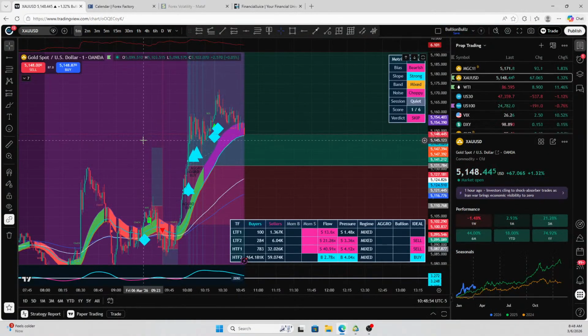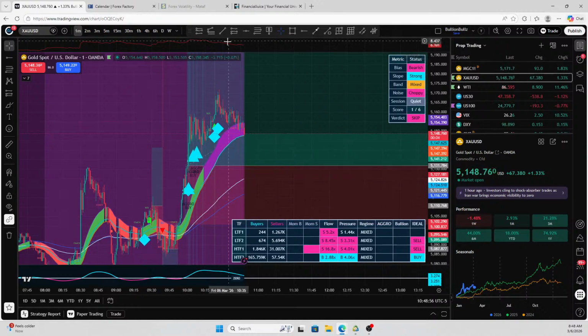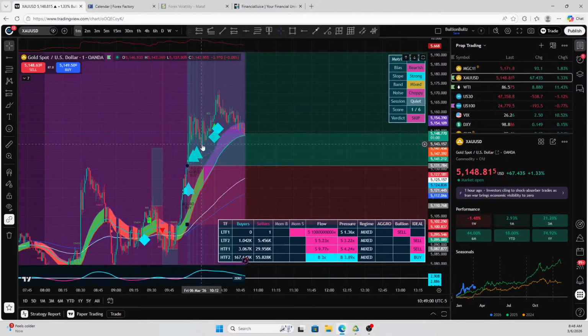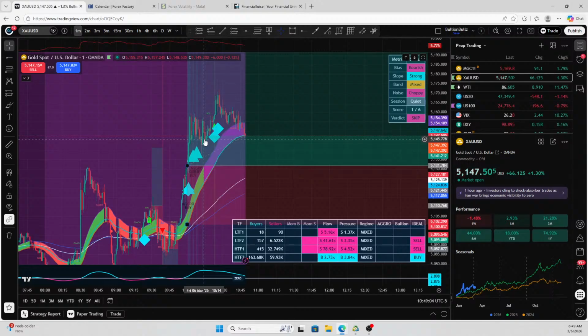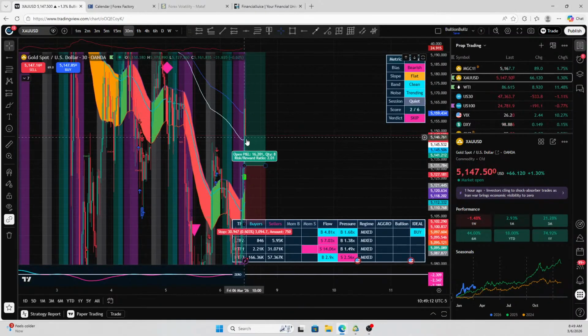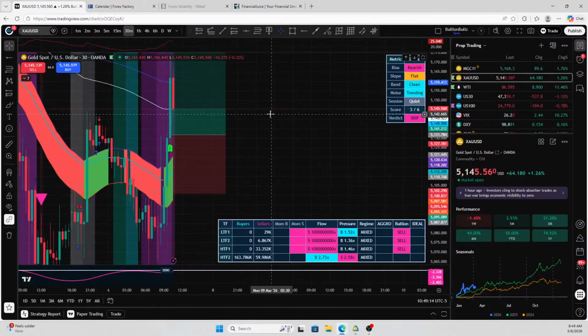Yeah, I've seen recently gold does such a move and there's no continuation after the move. But yeah, 30-minute candle close is what we're looking for. We're going to wait for the 30-minute candle close and then plan our trade.